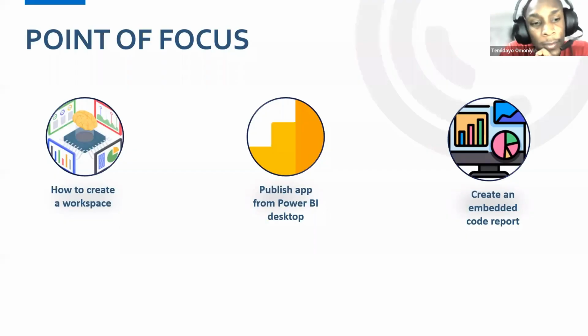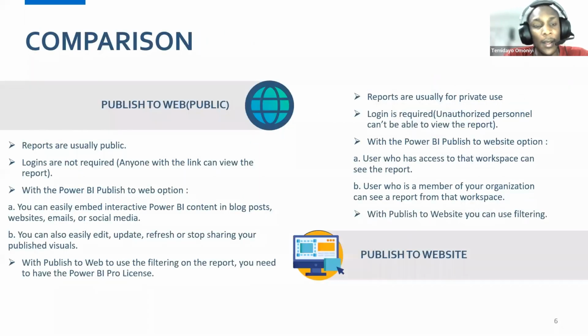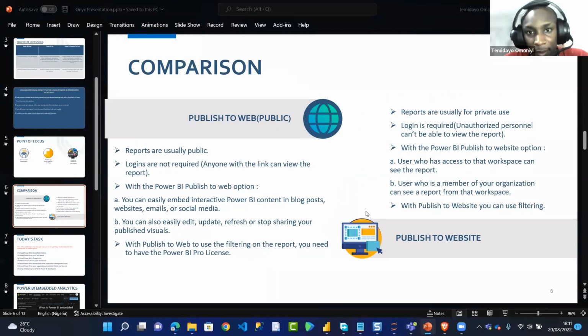So the three main things we'll be focusing on today. First, how to create a workspace. In Power BI, we have two kinds of workspace: My Workspace and Workspaces. My Workspace is for your personal use. Workspaces is for collaboration purposes. If you're in an organization and you want people in your organization to be able to view your report, you have to put it in Workspaces. Also, I'll be talking about how to publish from Power BI Desktop. And also creating an embedded code. There's a little bit of comparison between Power BI published to the web and published to a website. Let me check if there are any questions so far.